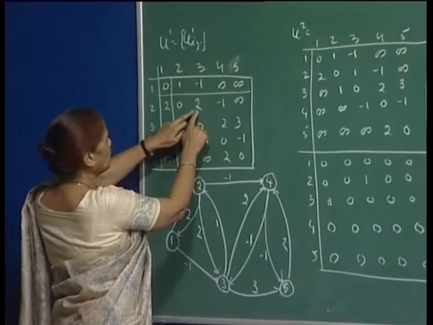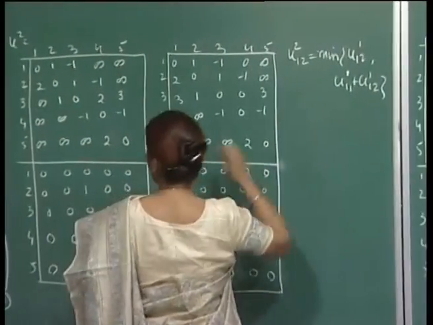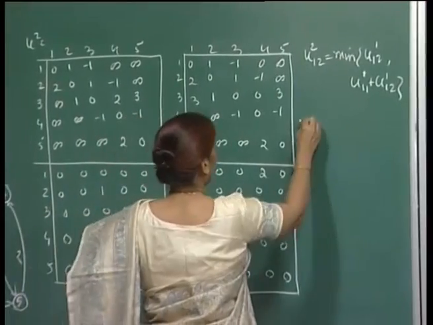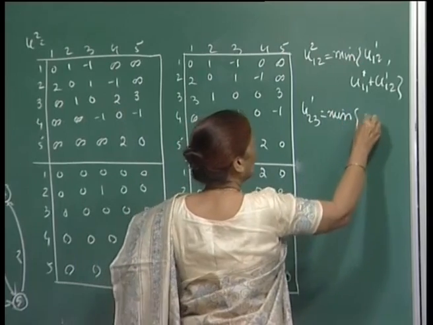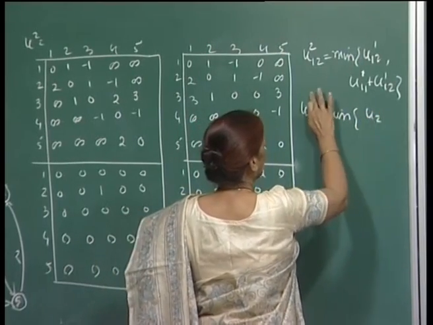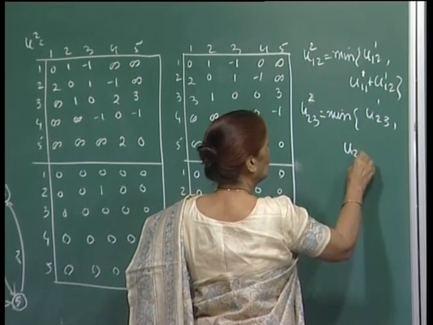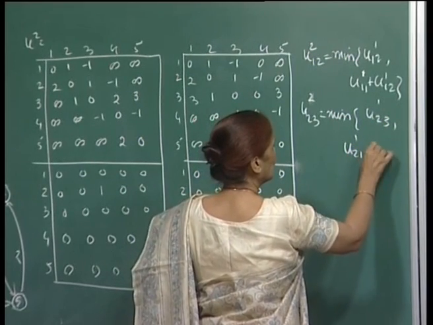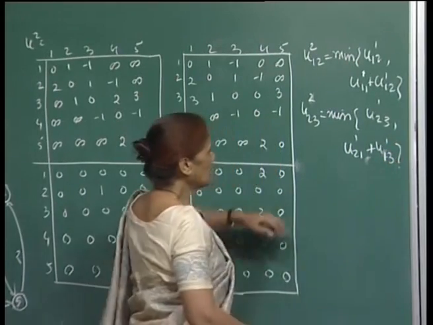It is only for the other entries that the change can take place, and then I want to show you, for example, consider 2 3. So, U231 would be the minimum of U231, and then it will be U211 plus U131, right. And let us quickly see that.